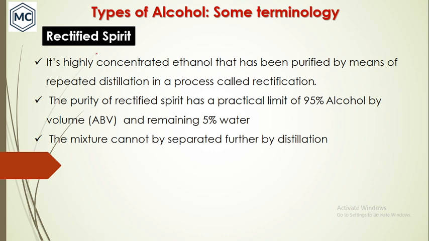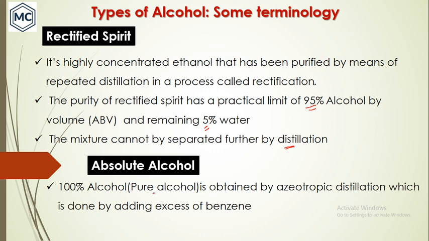Still it contains water. So next we have to learn the types of alcohol, some terminology we use in chemistry. First one, rectified spirit. Rectified spirit means highly concentrated ethanol that has been purified by repeated distillation in a process called rectification. The purity of rectified spirit has a practical limit, 95% alcohol by volume, so the remaining 5% will be water. That is called rectified spirit. The mixture cannot be separated further by ordinary distillation.